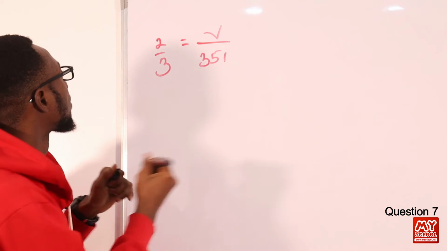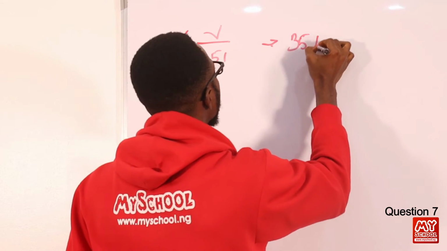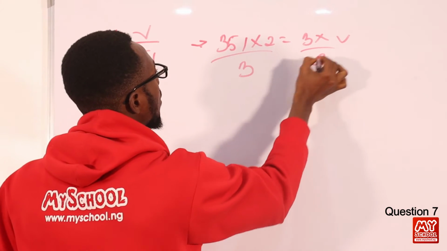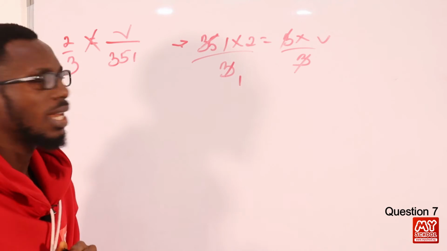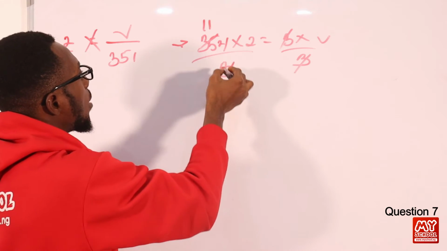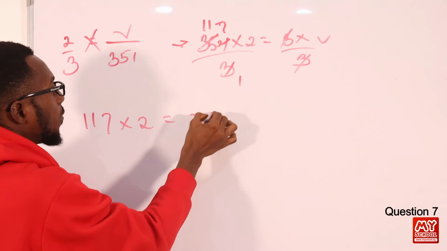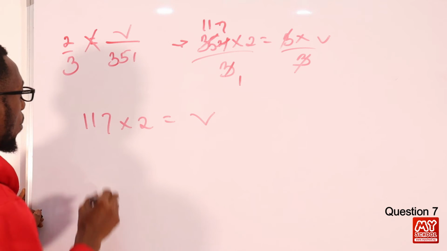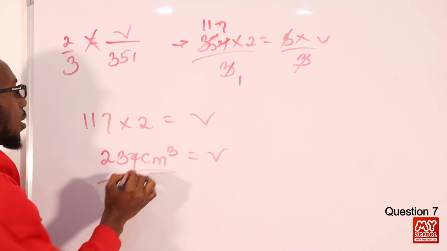Okay, so I have this, right? So I have 351 times 2 equals 3 times V. Dividing both sides by 3, isn't it? So I should have my 3 here, 3 in 35, that should go about 11 times, remaining 2. So 3 in 21, that should go 7 times. So I should have 117 times 2 equals volume of the smaller one. So 117 times 2, that should give me 234 centimeter cube.